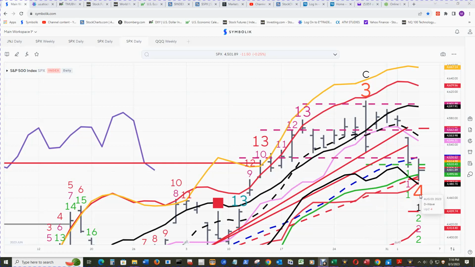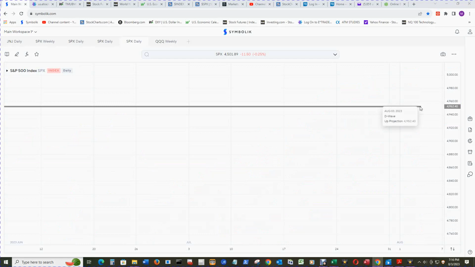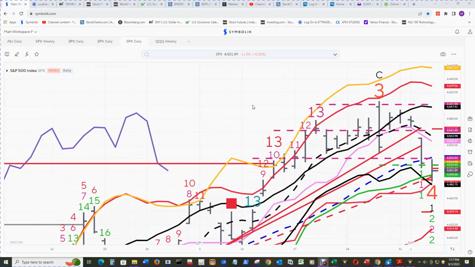And the D wave up wave 4 and D wave down wave 1 has printed. So the D wave up wave is on D wave up wave 5, and the D wave down wave is on D wave down wave 2. And the projection did print for the D wave up wave 5. However, the level for the up projection is at 4952.40. So price won't be visiting that anytime soon.